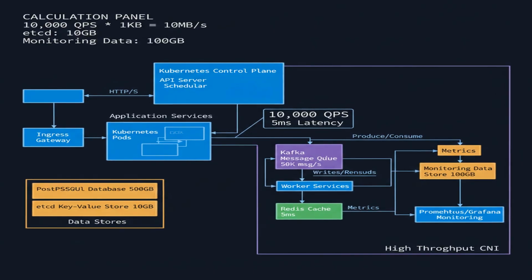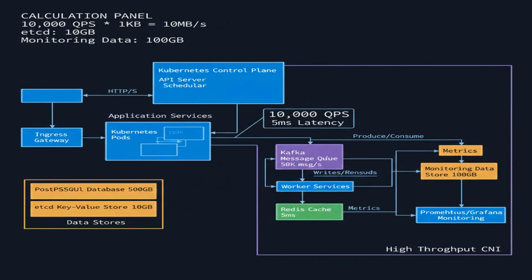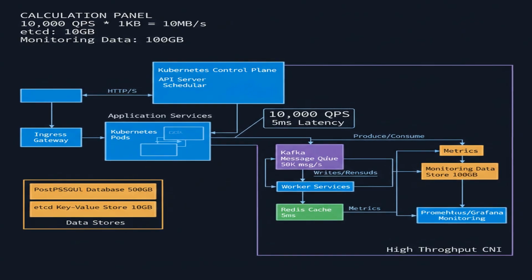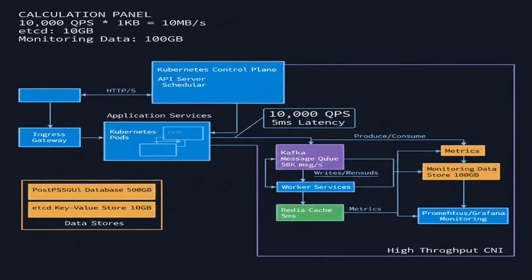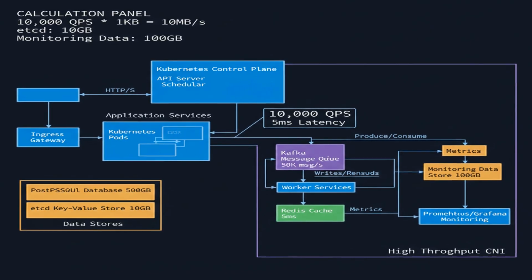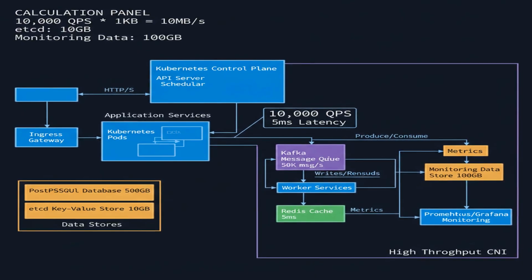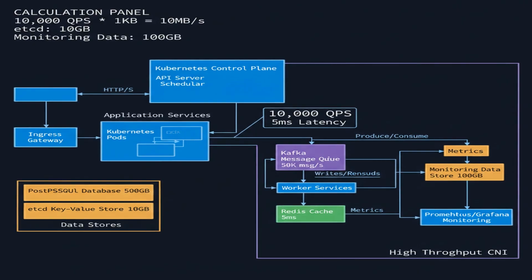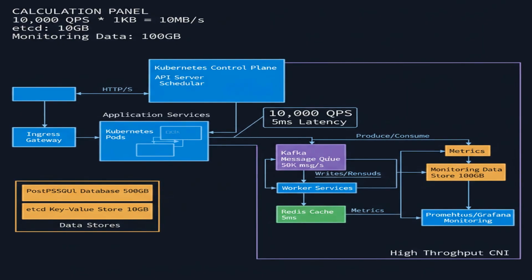Let's estimate our traffic. Assume 10,000 requests per second at peak. If each request is 1 kilobyte, that's 10 megabytes per second of bandwidth. With 100 microservices, each service needs to handle roughly 100 QPS. For storage, etcd stores the cluster state. A small cluster might use 10 gigabytes. However, we need to account for logs and metrics. Let's allocate 100 gigabytes for monitoring data.